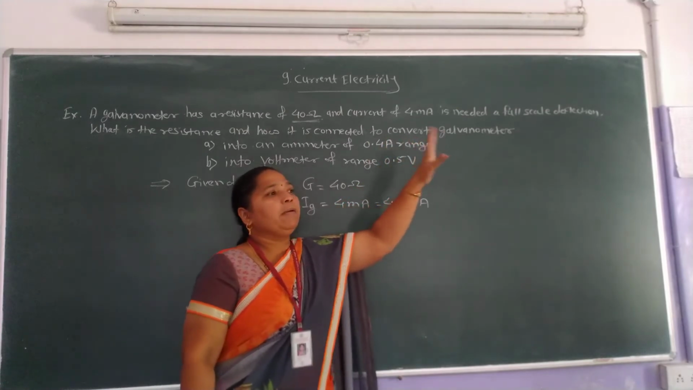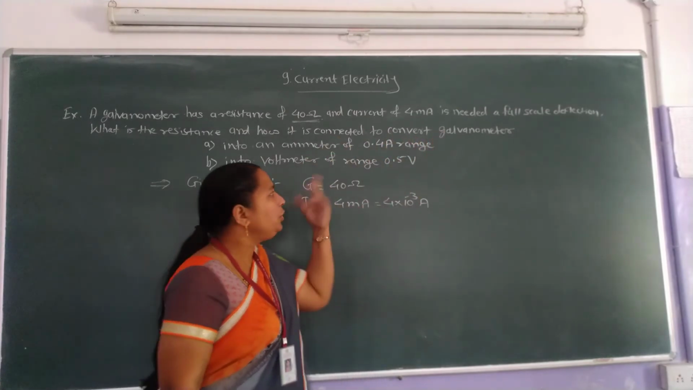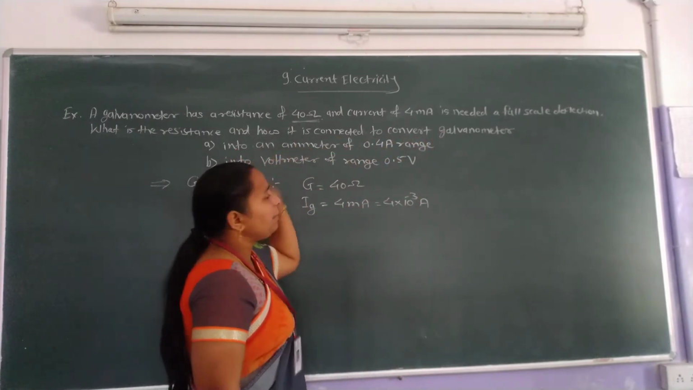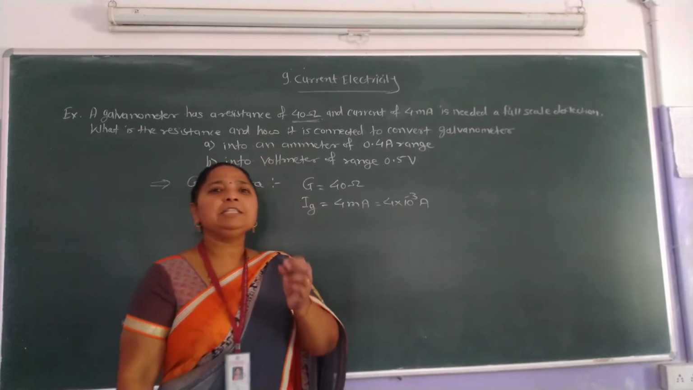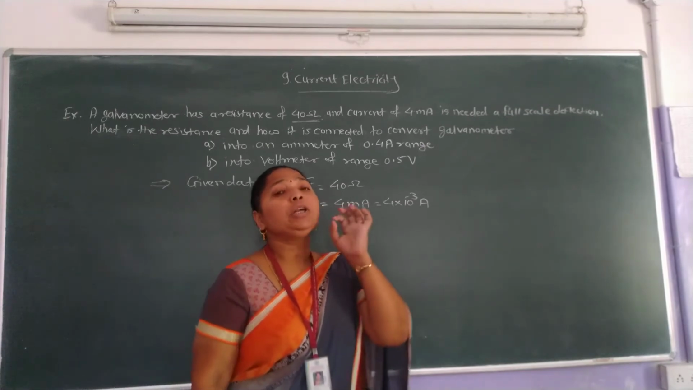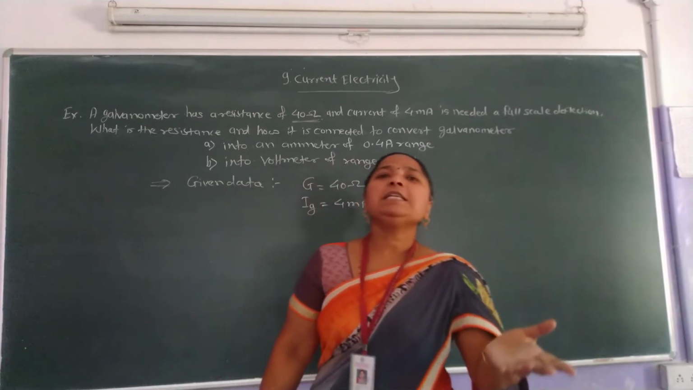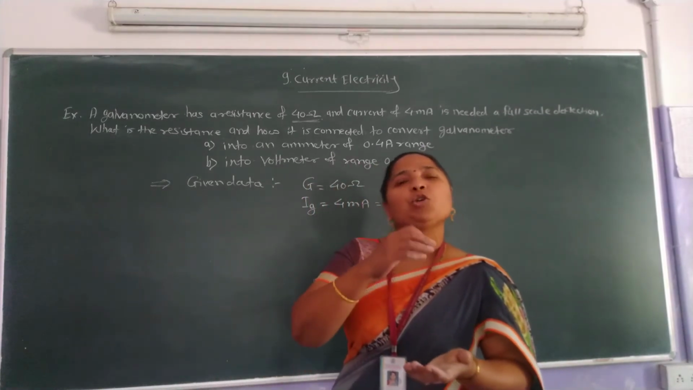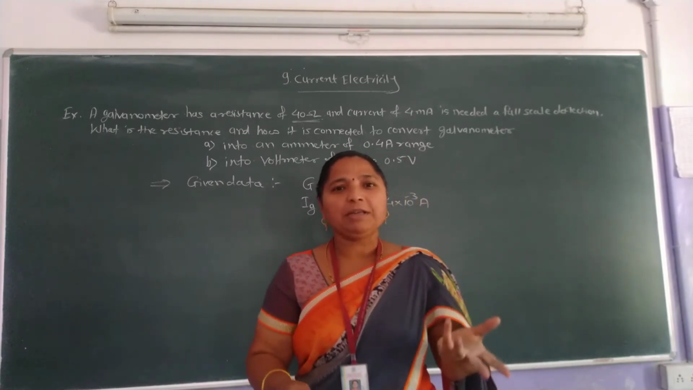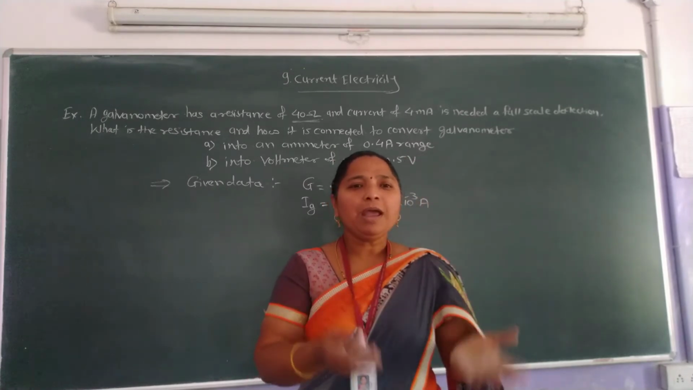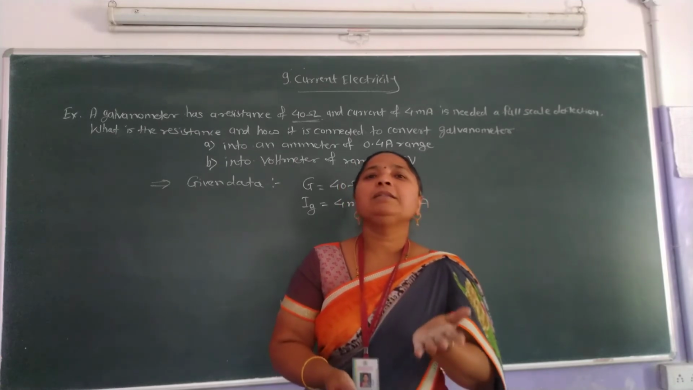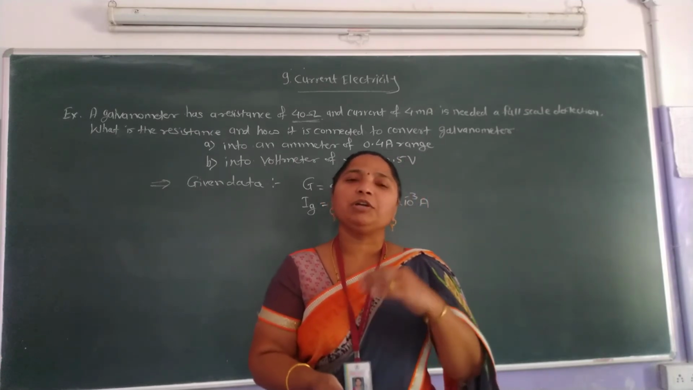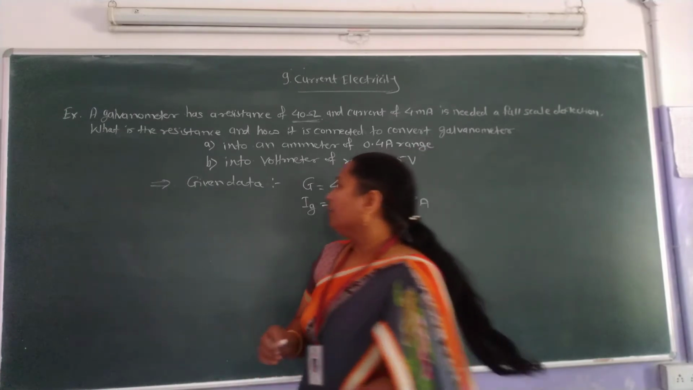The galvanometer first converts into an ammeter. How is it converted into an ammeter? The resistance should be connected as a shunt resistance, in parallel combination with the galvanometer. It is known as an ammeter. And when the resistance is connected in series, then the galvanometer is converted into a voltmeter.